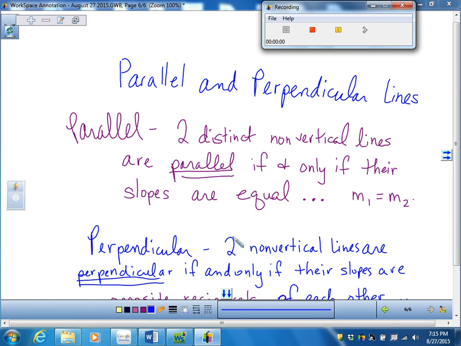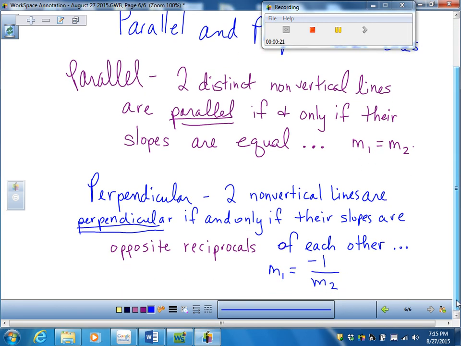Last bit of notes. Parallel and perpendicular lines. Parallel: two distinct non-vertical lines are parallel if and only if their slopes are equal. In other words, m1 is equal to m2. Slope 1 equals slope 2.